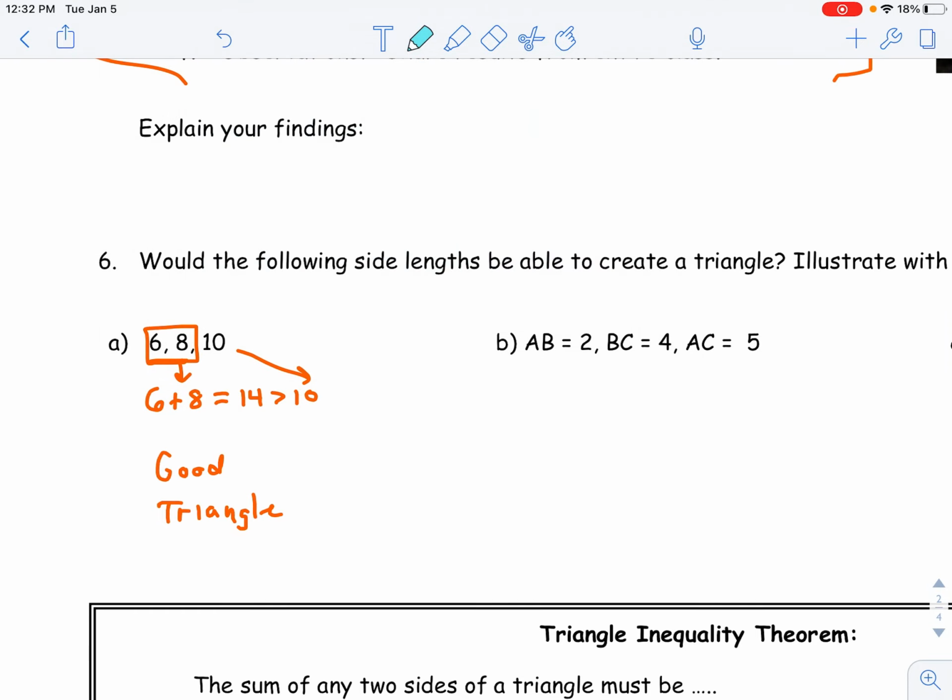Okay, again, let's focus on the two smaller sides. Sometimes they're listed first in numerical order, sometimes they're not. Just be careful, make sure you find the two smaller sides and compare it to the bigger side. So again, we get 2 plus 4, 6, bigger than the last side, 5. So it's good. We can make a triangle.